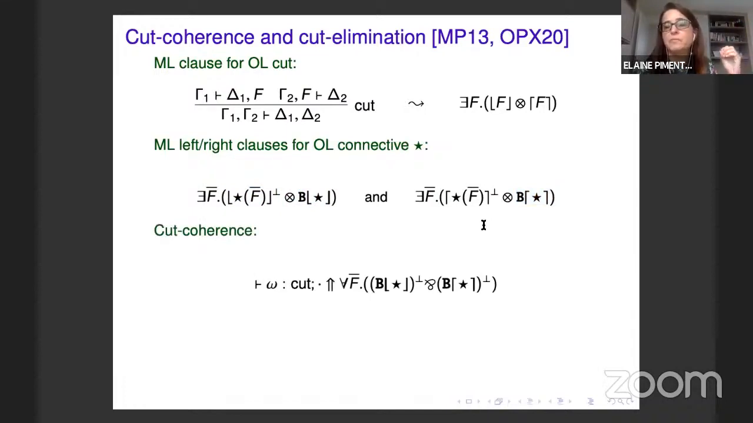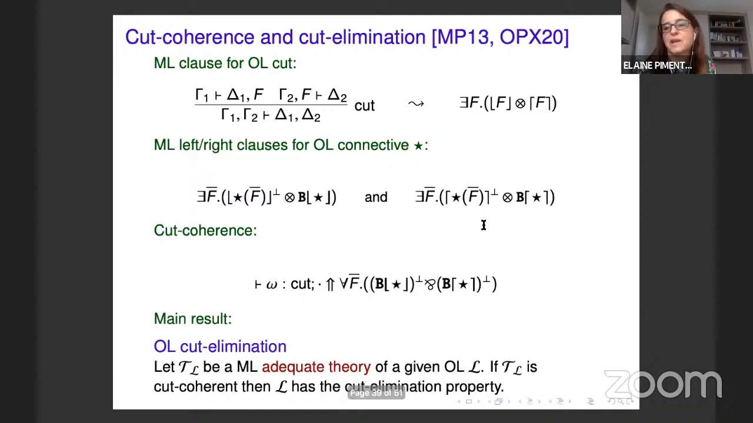So if from bottom left and bottom right, you produce nothing, then this is cut coherent. And then of course you can guess that the main result is that if the specified system is cut coherent, then it has cut elimination, okay? So again, we have a meta level property, which is cut coherency. We specify the logical system in there. If it has this property, then it has cut elimination down there. Okay, so this is the dynamics of the thing. So I think that this is it.